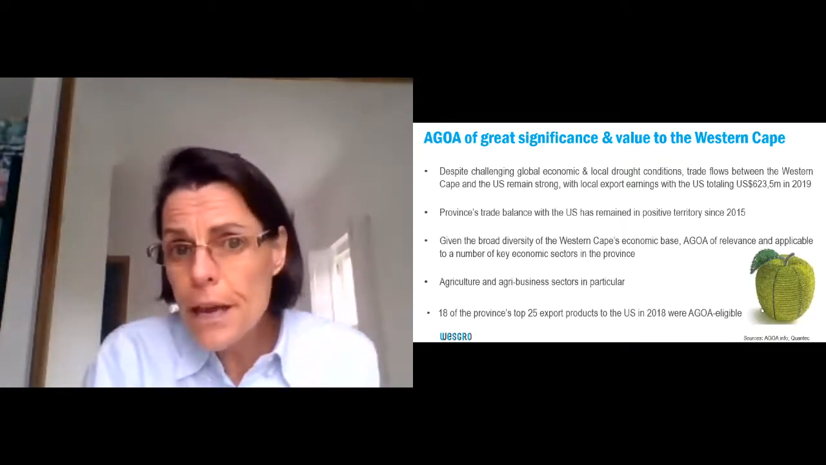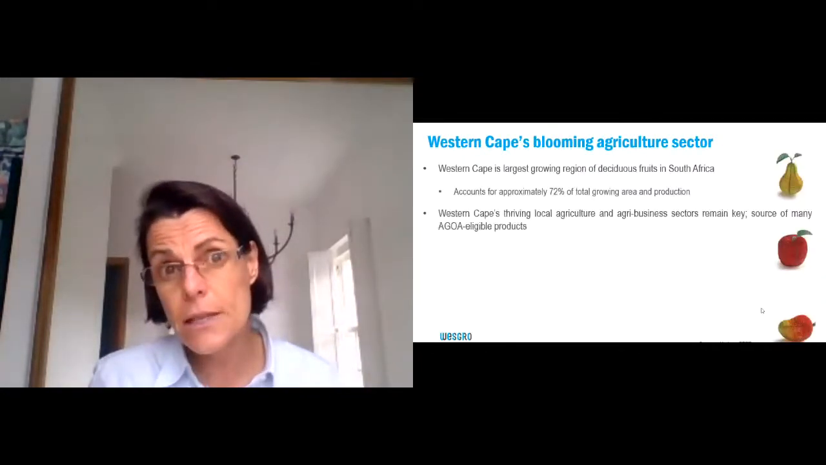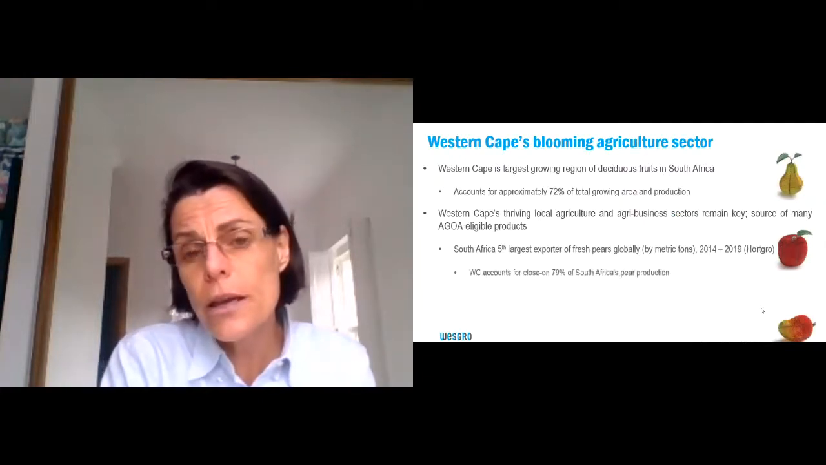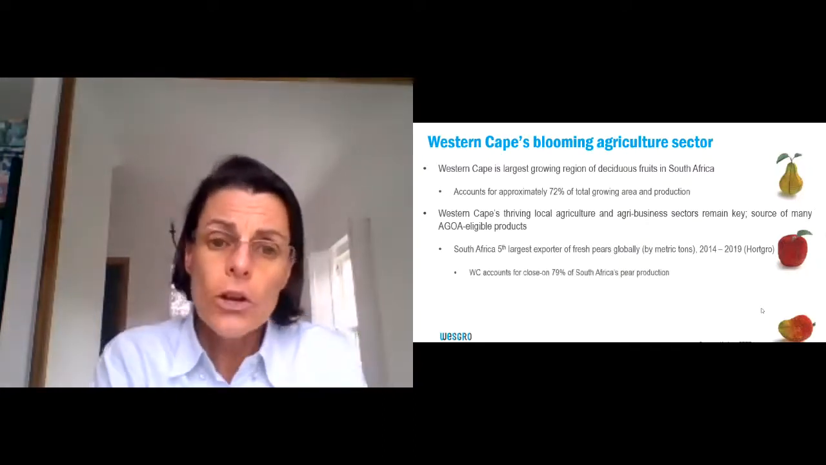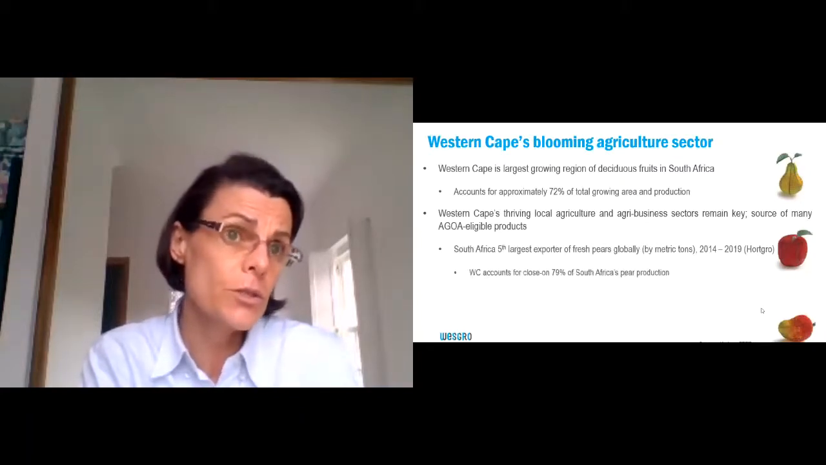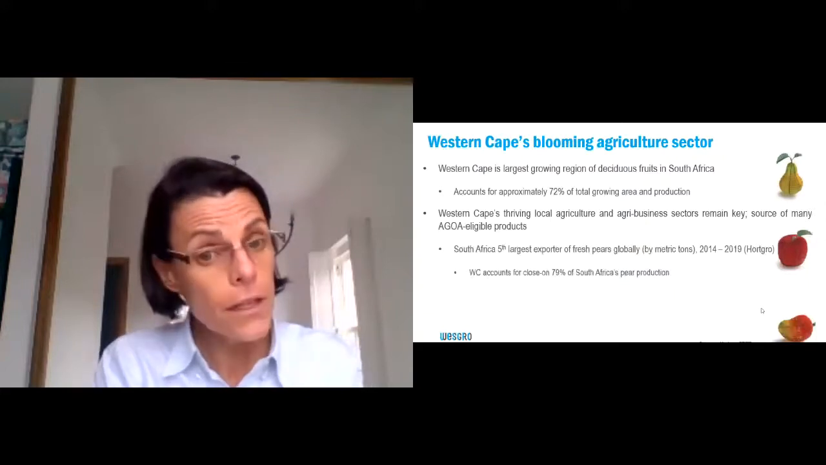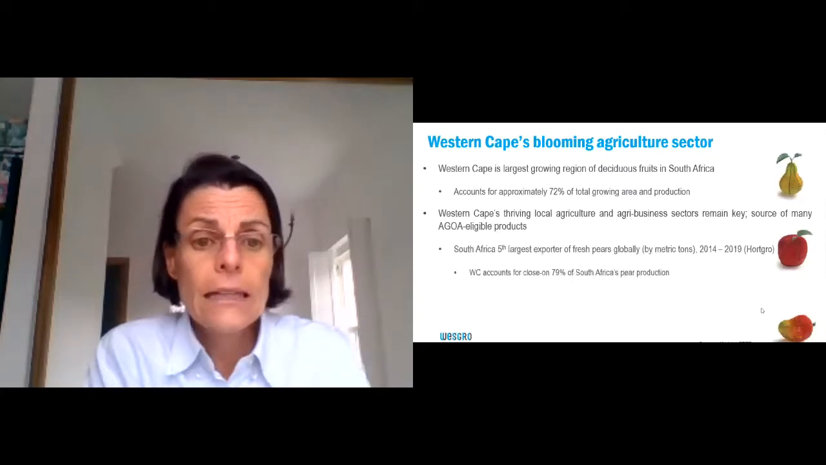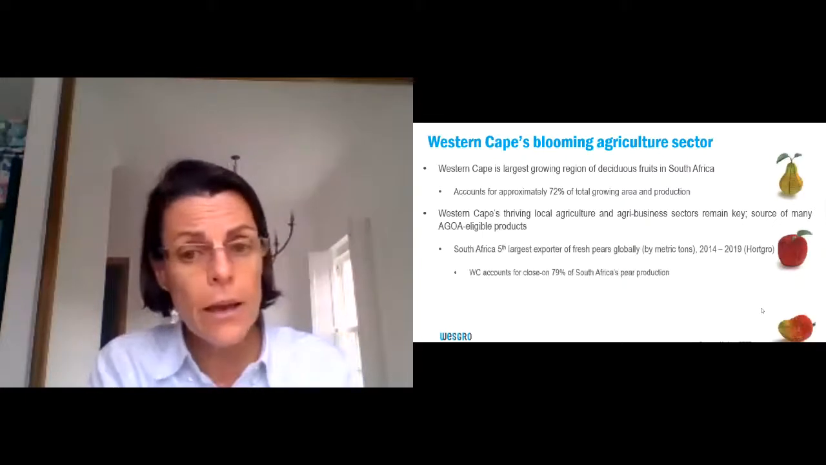In terms of the Western Cape's agricultural sector, we certainly are the largest growing region of deciduous fruits in South Africa, accounting for close on 72% of our country's total growing and production areas. And the Western Cape's local agriculture and agribusiness sectors are key, and they certainly are the source of many of our AGOA eligible products. South Africa is the 5th largest exporter of fresh pears globally, by metric tons. And the Western Cape on its own accounts for almost 80% of South Africa's pear production.